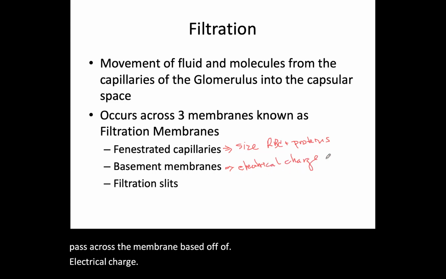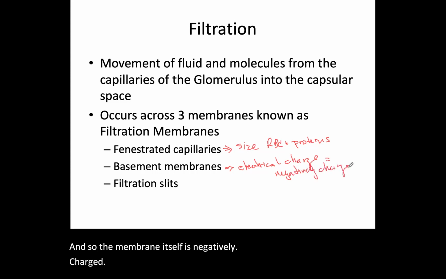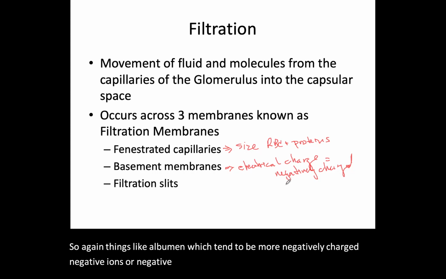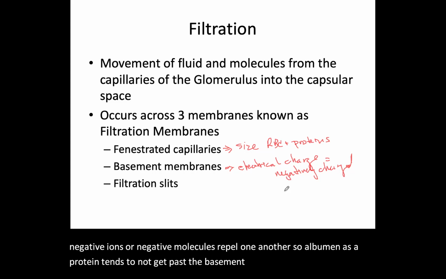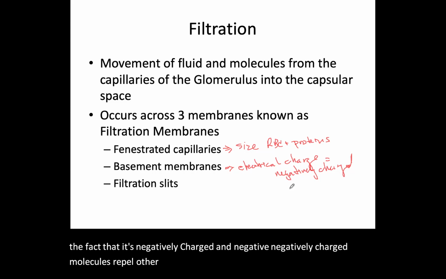And so the membrane itself is negatively charged. All right. So again, things like albumin, which tend to be more negatively charged, negative ions or negative molecules repel one another. So albumin as a protein tends to not get past the basement membranes strictly because of the fact that it's negatively charged, and negatively charged molecules repel other negatively charged molecules.